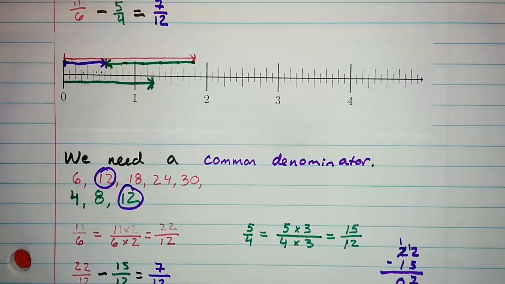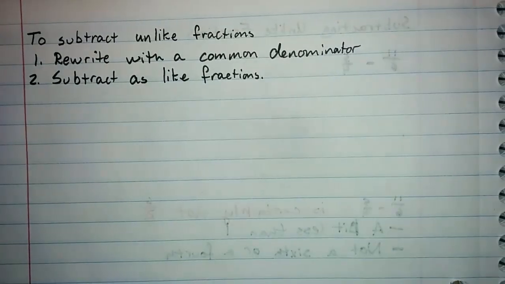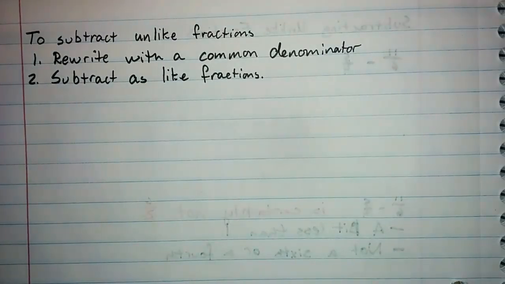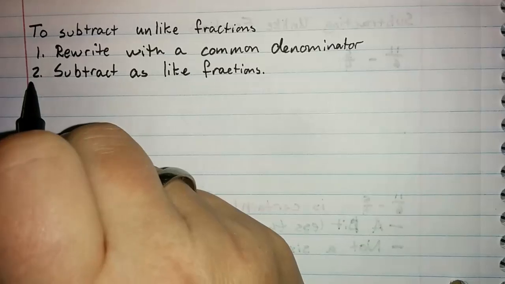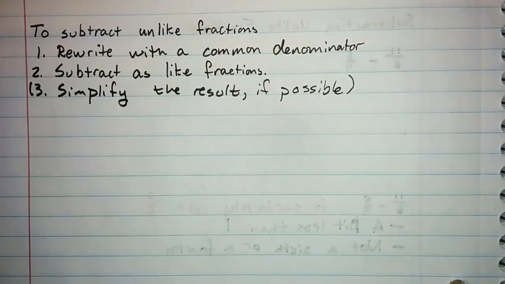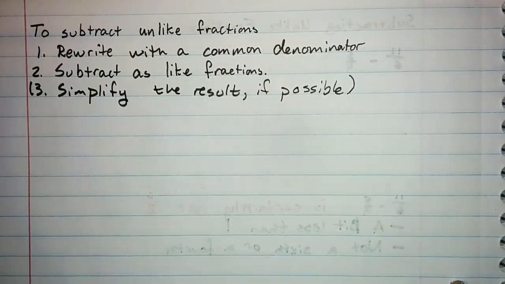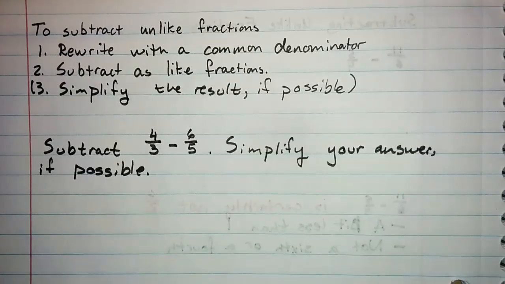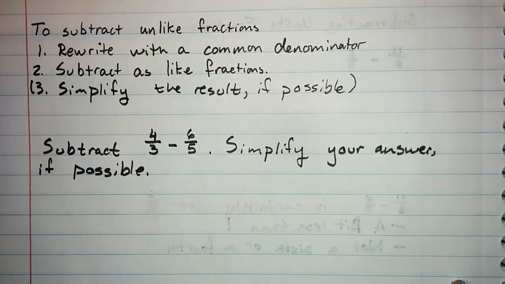So this actually works. What do we need to do in order to subtract unlike fractions? First, we rewrite our fractions with a common denominator, and then we subtract them as like fractions. And then, if we feel like it, we can simplify the result. So let me give you one of these to try. Subtract 4/3 minus 6/5, and simplify your answer if possible. Pause the video and try this now.